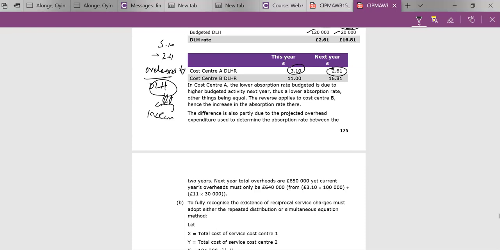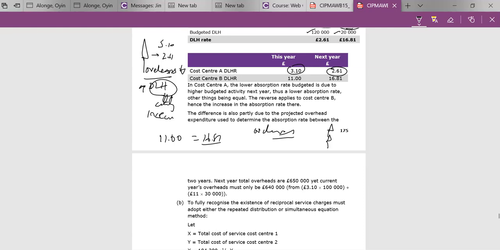So that's kind of the same approach here. Here we have £11 going to £16.81. So it means that the overheads themselves are actually increasing. We're expecting more overheads in that area. You can have an increase and an increase, but the increase here is greater than the increase here. That's kind of the first thing.